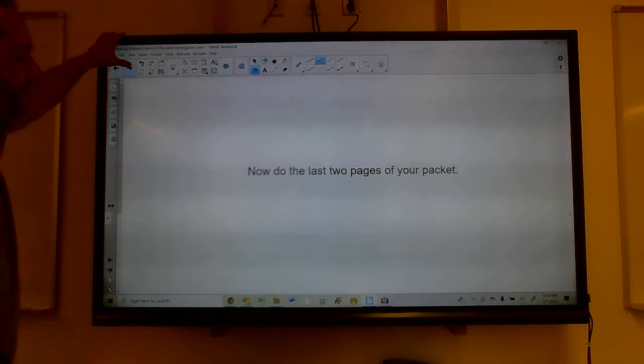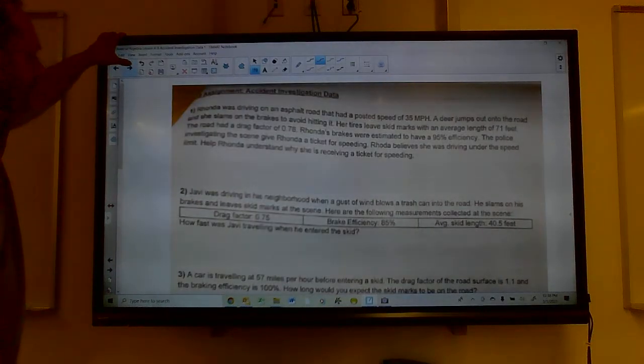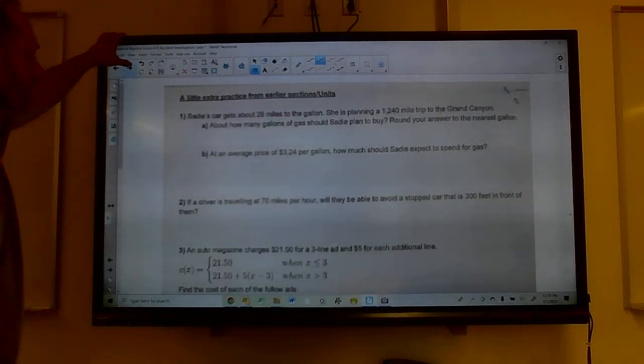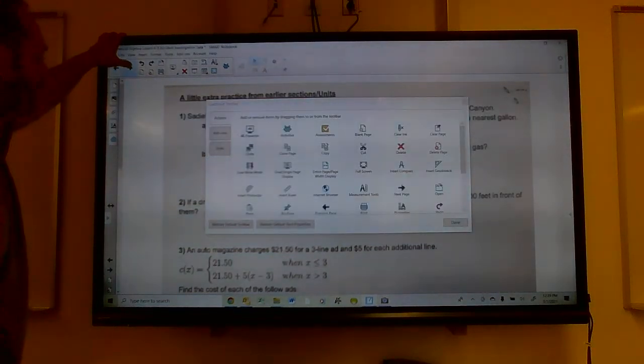All right, you're going to do your last 2 pages of your packet. So there's one. Rhonda was driving on an asphalt road. Here's page 2. Sadie's car gets 28 miles to the gallon.